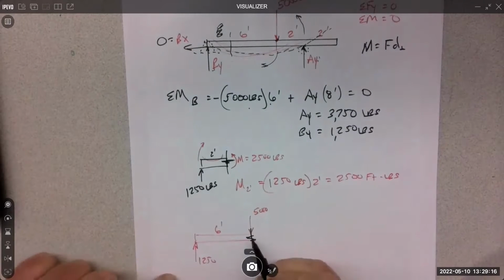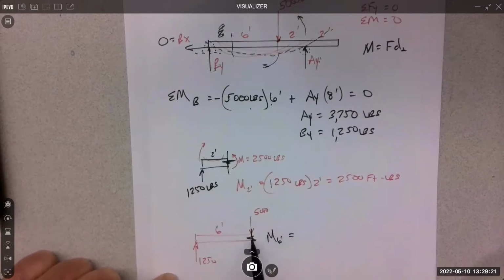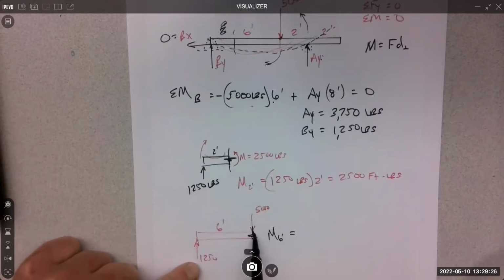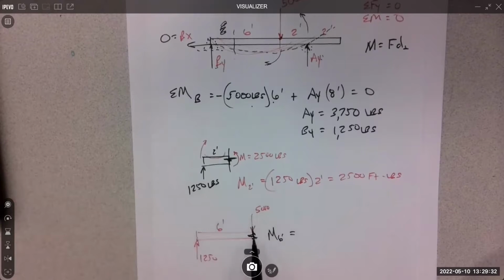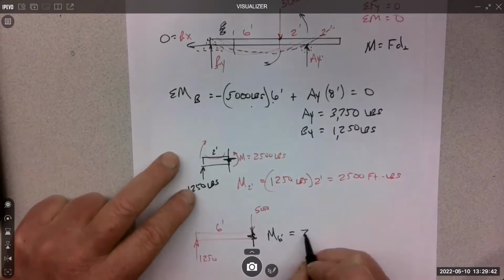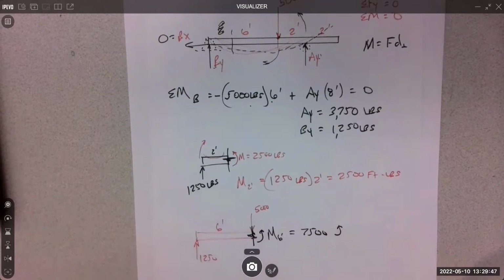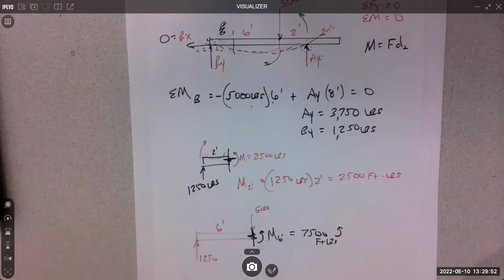Usually try to put a cut in there. So check it out. I want to know the moment at 6 feet. So what are the moments about this point right here? 1,250 times 6 and 5,000 times 0. So really the 5,000 doesn't show up yet in the moment. Okay, so I'm just going to crunch that. 1,250 times 6 is 7,500. And remember, it's going to resist, so it goes that way. And that's foot-pounds. All right, good.